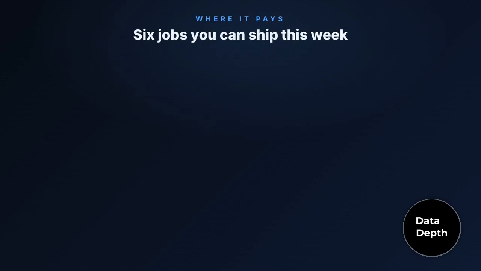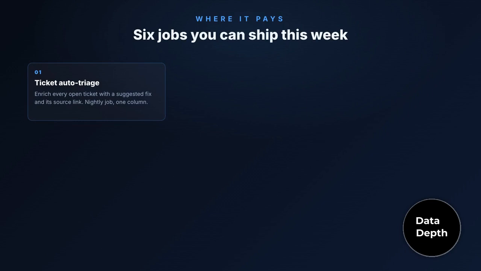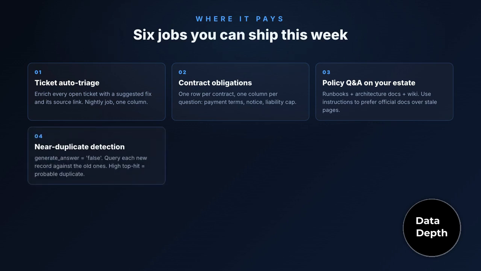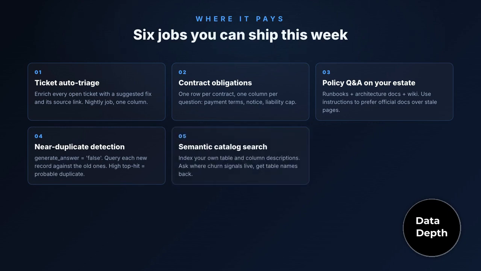6 places this pays off immediately. Ticket triage, which we just built. Contract obligation extraction. Index the PDFs, then run a fixed question set as columns. Payment terms, notice period, liability cap, auto-renewal date. Internal policy questions over your own runbooks. Near duplicate detection, with answer generation switched off, using it purely as a retrieval engine.